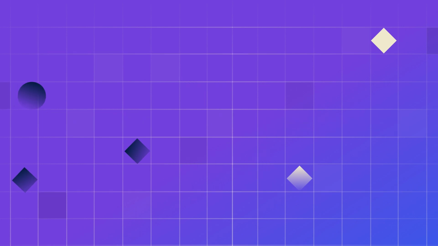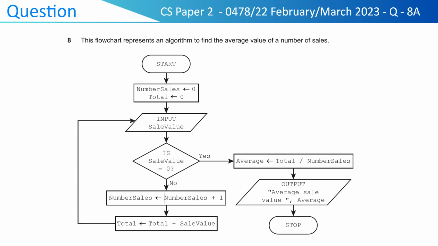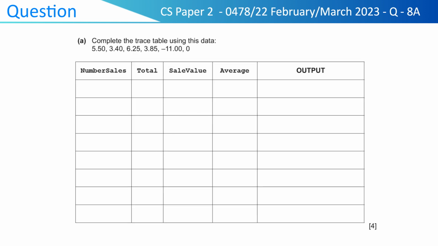Today we are going to solve question number 8 part A of the 047822 February-March 2023 past paper. The question is, this flowchart represents an algorithm to find the average value of a number of sales. Complete the trace table using this data: 5.50, 3.40, 6.25, 3.85, minus 11.00, and 0.